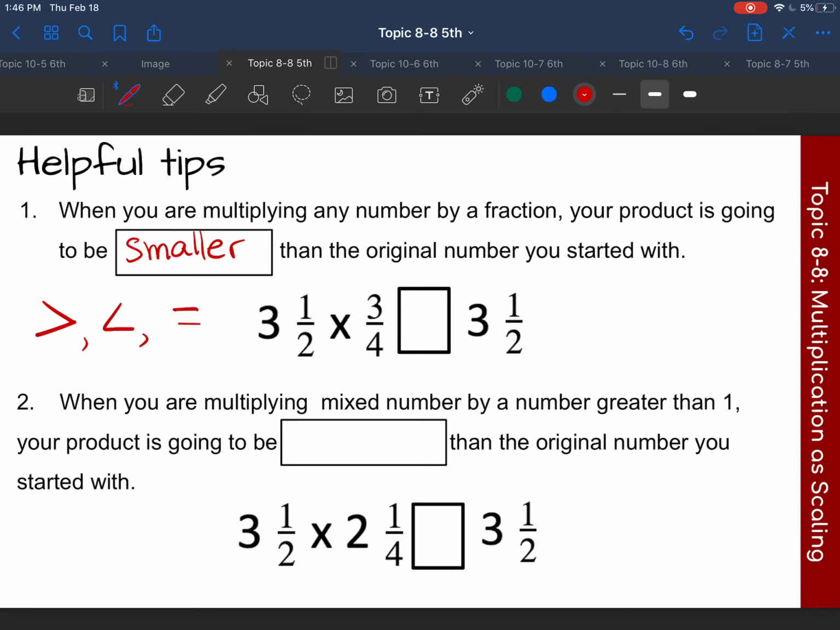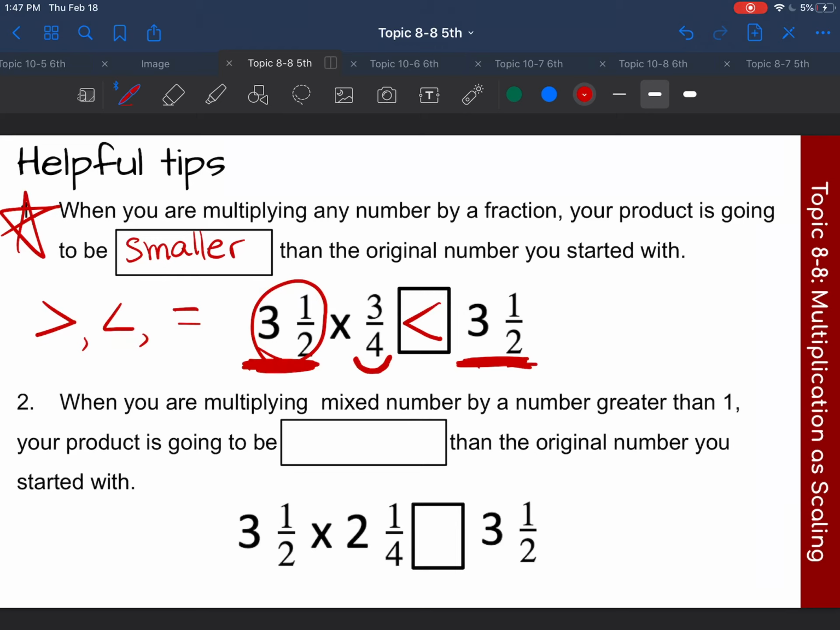So this first problem says 3.5 times 3/4 compared to 3.5. They both have 3.5. And this statement just said, when you are multiplying a number by a fraction, which 3/4 is a fraction, your product is going to be smaller than what you started with, which is 3.5. So that means that if we're multiplying by a fraction, this is going to be less than what we started with. So 3.5 times 3/4 is going to be less than just 3.5.